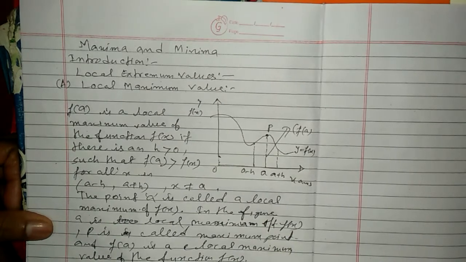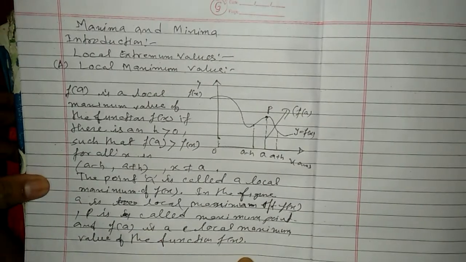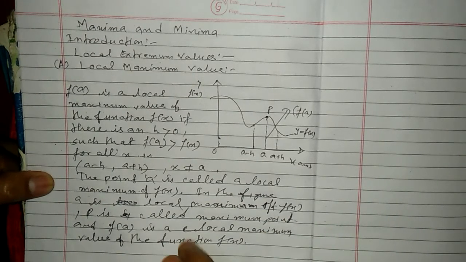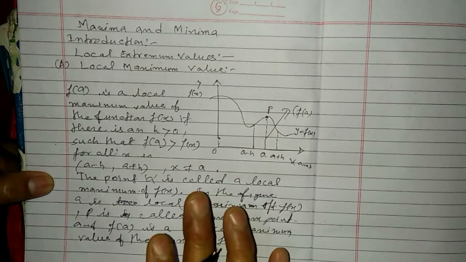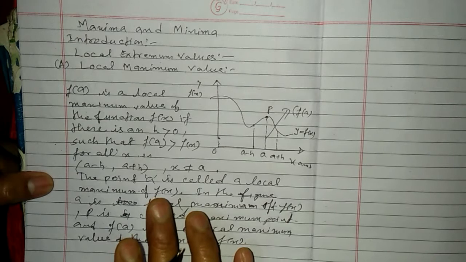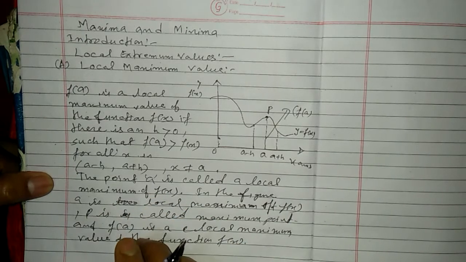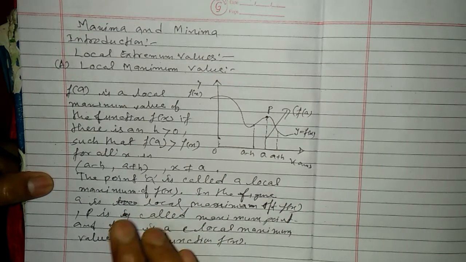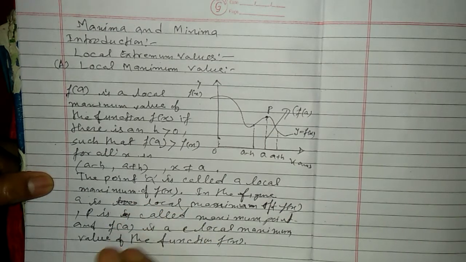Clear? The term local is used to sense that the point P is the highest point in some region around A. There may be other such points on the graph with this property. A function may have either no local maximum value or no local minimum value or more than one local maximum value. Therefore, a local maximum value is also called a relative maximum value or simply maximum value.